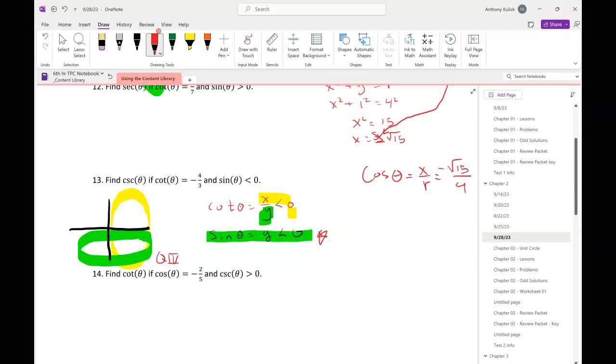So what do we know now? We know x is positive 4, y is negative 3. We just need to find out what r is to be able to write cosecant. So I know that x squared plus y squared is r squared.